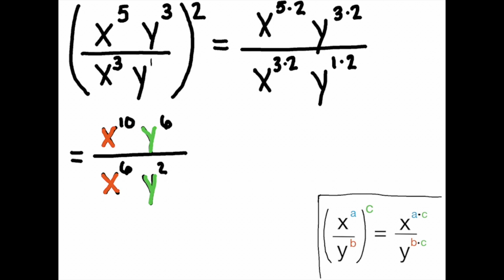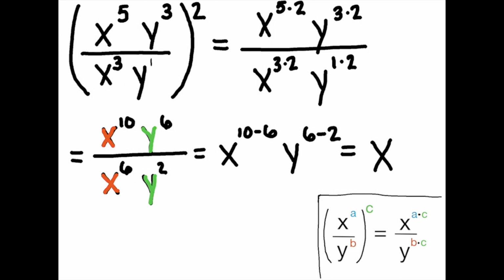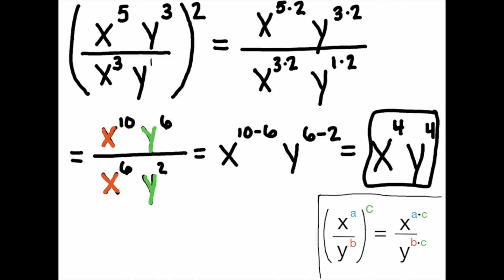So here we go. My quotient of powers rule says x to the 10 minus 6, y to the 6 minus 2. My final answer would be x to the 4th, y to the 4th. And that's it. That's my final answer. Last problem we'll do together. Let's try this one out.